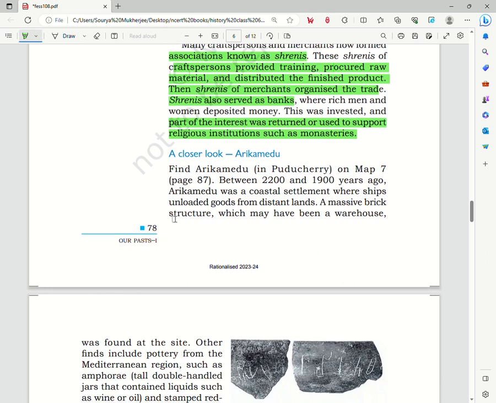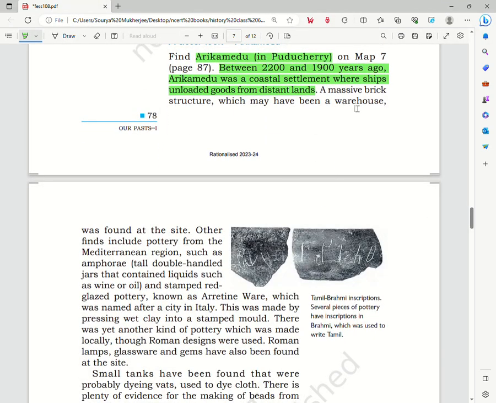A closer look at Arikamedu. Arikamedu is a town in southern India. It's near Pondicherry. Between 2200 years ago and 1900 years ago, Arikamedu was a coastal settlement where ships unloaded goods from distant lands. So it was a major trading port during those times, and here traders from faraway regions came to trade. A massive brick structure, which may have been a warehouse, has been found at this city.